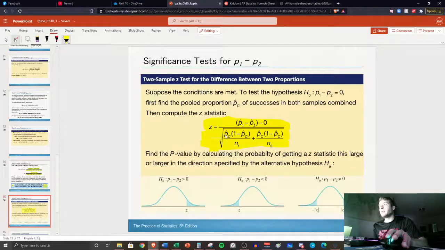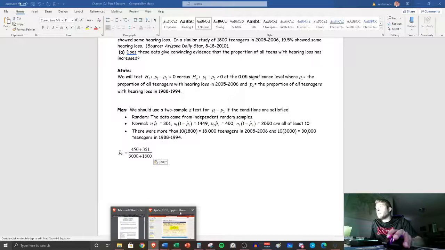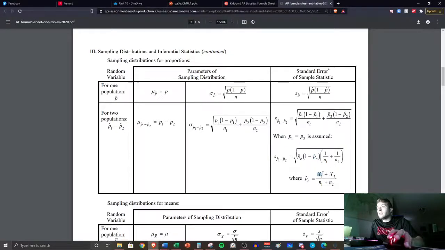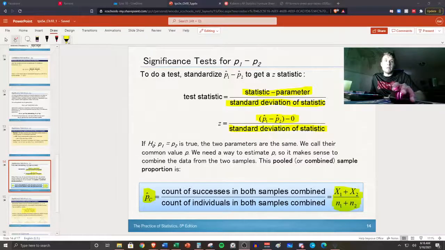So first thing that we're going to do is we need to find this p hat sub c. That's what we want to do. So let's pull up this and let's go ahead and find this. So here is the p hat of the first one. No, sorry, go ahead and pull up our formula sheet again. That is x1 over x2. I realized my camera was in the way. So this is the count of successes in both samples, and we combine those, okay?